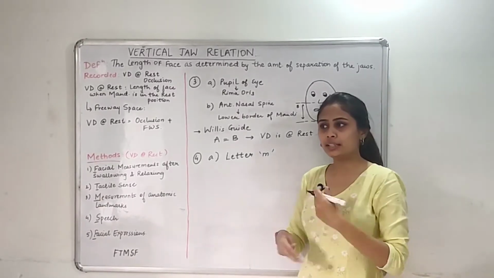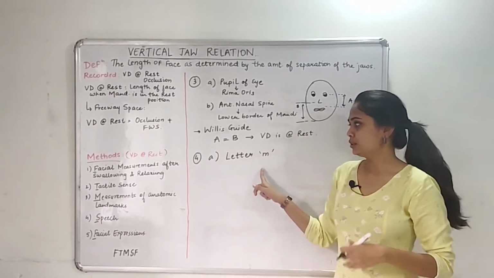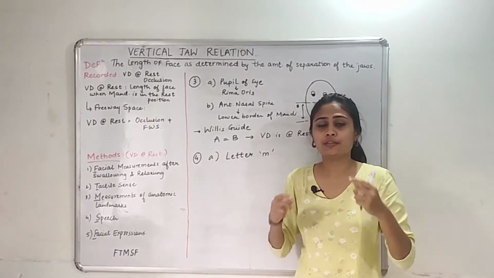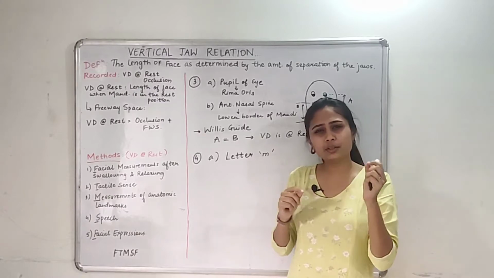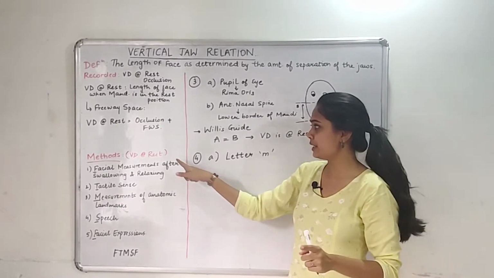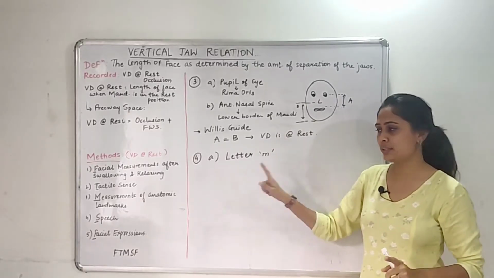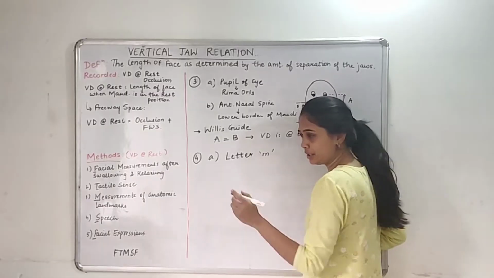So when the patient continuously pronounces the letter M or the words which end with M, if you just start saying M, M, M, M, M, you see your lips are in contact, but the upper and the lower teeth have a little bit of space, and we need that space because we are recording vertical dimension at rest. So the first method in speech is by the patient continuously pronouncing the letter M.